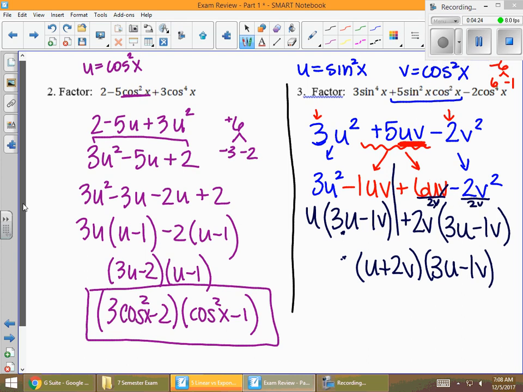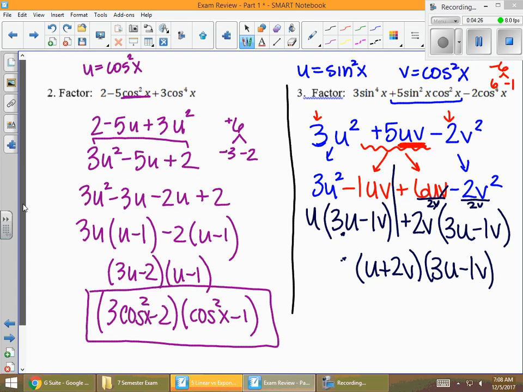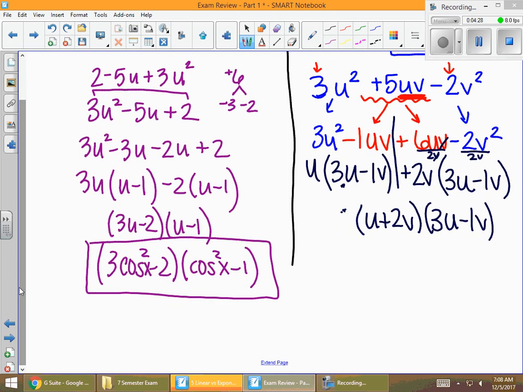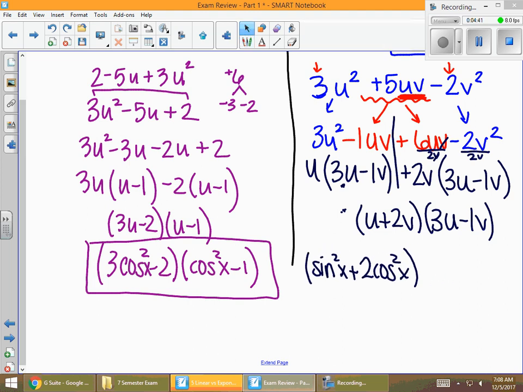We need to put our sines and cosines back in. U was sine squared and v was cosine squared.